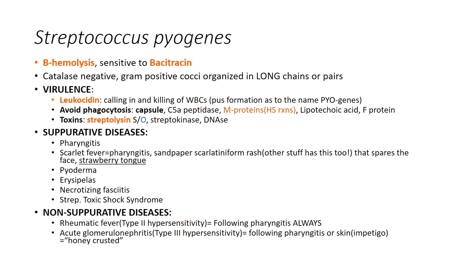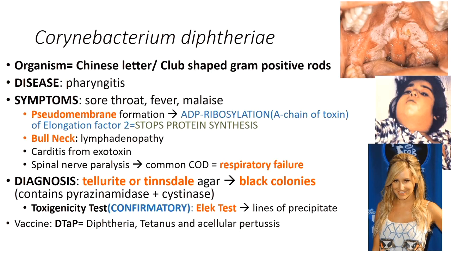Other things: pyoderma, erysipelas, which you'll get to in skin, necrotizing fasciitis, which you'll get to in skin, and strep toxic shock syndrome. That's very rare. So our non-suppurative ones are going to be your hypersensitivities. You'll never hear the end of this guy. Rheumatic fever is a type 2 hypersensitivity, and it has to follow pharyngitis always. Always pharyngitis. If pharyngitis isn't there, you can't have rheumatic fever. Acute glomerulonephritis, which is a type 3 hypersensitivity, follows pharyngitis or skin infection, impetigo. That's your honey-crusted skin infection. It's kind of gross in children. It's super infectious, but that can lead to your type 3 hypersensitivity, acute glomerulonephritis.